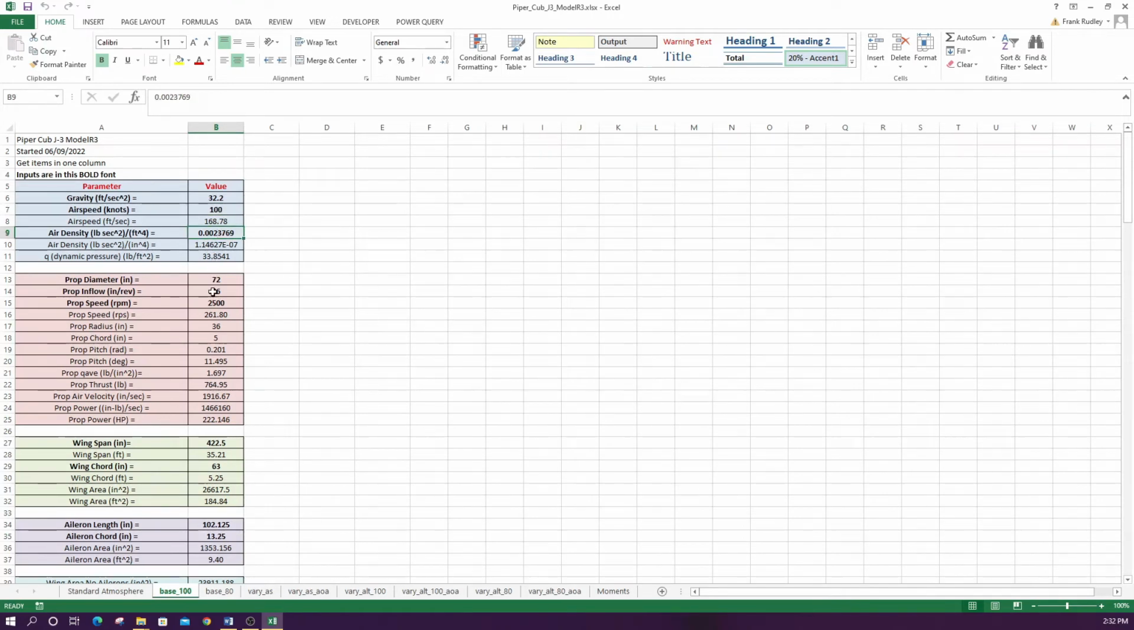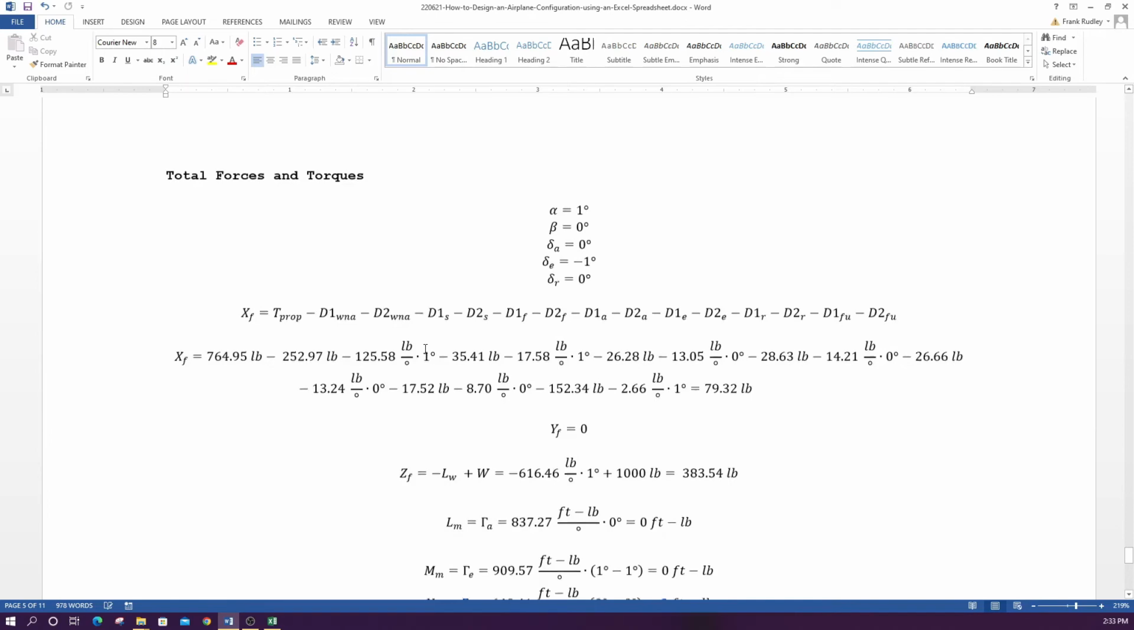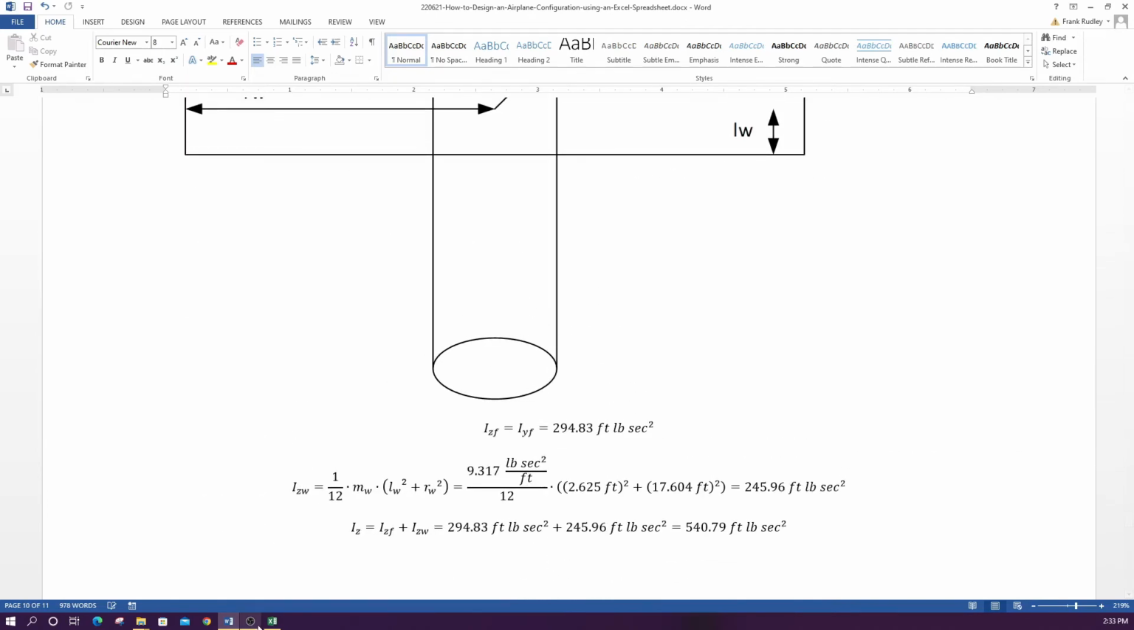So there are different things we could vary. We could vary the prop diameter. We could vary the wingspan. We could vary all these parameters and look at our design. This is called base at 100. I made one called base at 100 and base 80, but the base 100 is relative to the hand calculations. I compared this against the hand calculations that we did, and they all match.